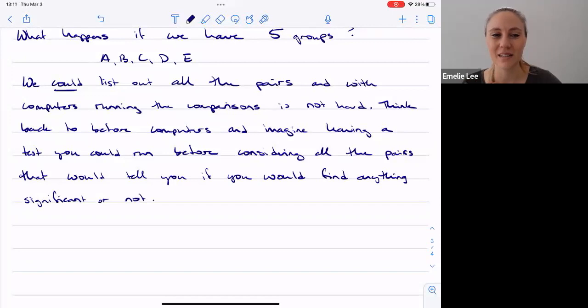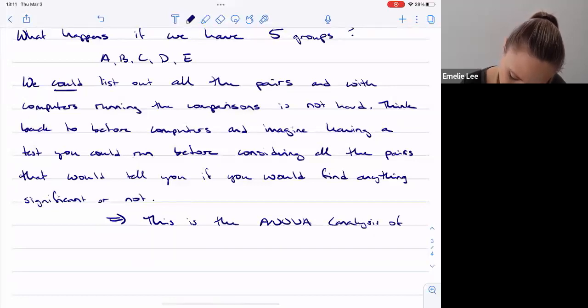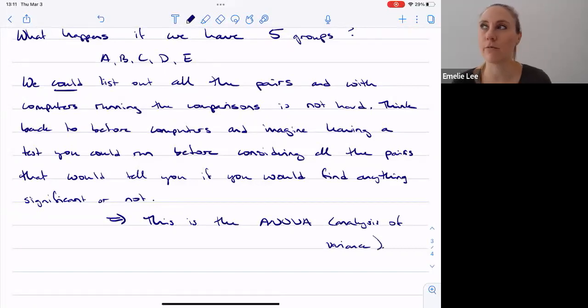Right? This is the ANOVA. This is the ANOVA, analysis of variance. And we saw it ever so briefly in Stat 230, but now we're going to spend a little bit more time on it, a lot more time actually.